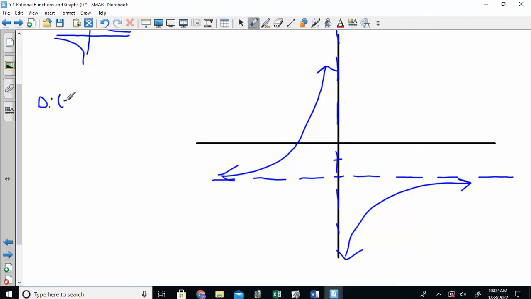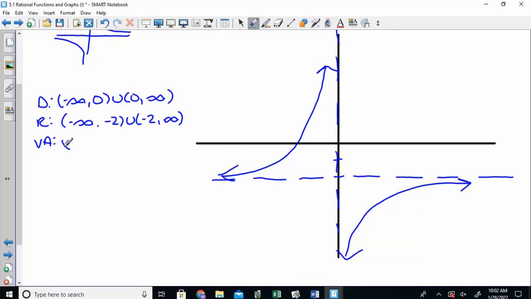So what's our domain? But the range would be -2. Negative infinity to -2, union -2 to infinity. What's my vertical asymptote? X equals 0. And my horizontal? Y equals 0. So far, so good? Almost done, just a couple more pieces.